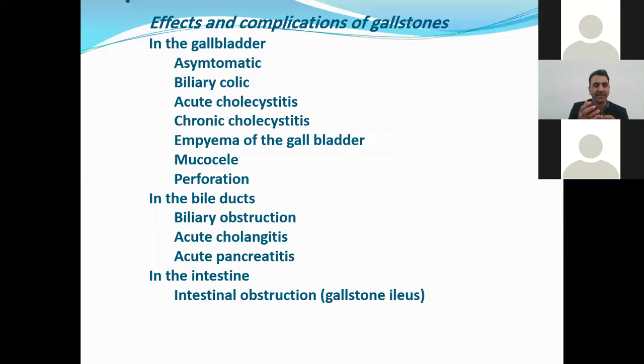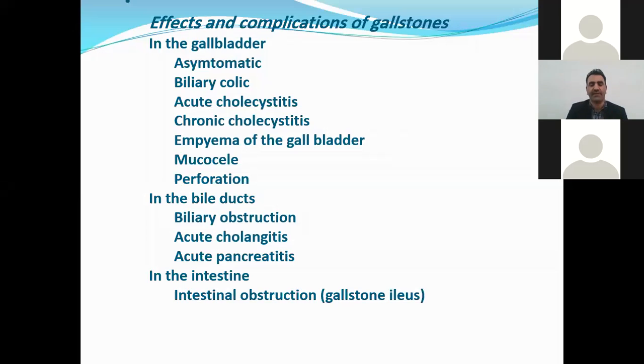On the bile duct, the second one, it may cause biliary obstruction. A stone slipping from the cystic duct, the duct of the gallbladder, goes to the bile duct and obstructs it, causing obstructive jaundice. When this obstruction is associated with infection, it leads to acute cholangitis and may lead to acute pancreatitis, called gallstone pancreatitis.